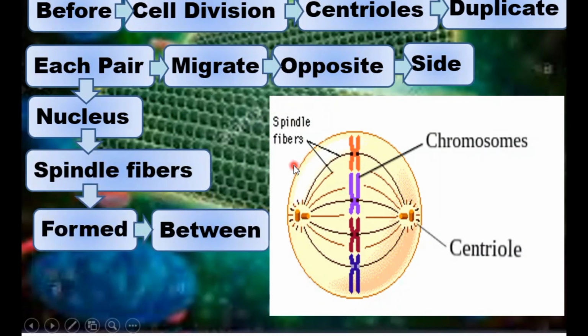Now the question is, what is the function of the spindle fibers? Spindle fibers basically provide the point for the attachment of chromosomes during cell division. And they are also involved in equally dividing the chromosomes into the two daughter cells. So this is about the function of the centriole.